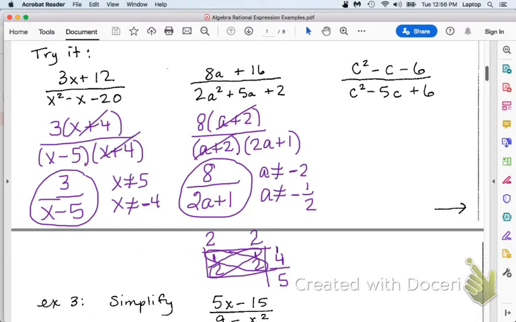So if you want to pause the video and give the next one a try, just to test to see how you're doing and understanding and comprehending, please do that. I'm going to continue because you have the ability to pause.